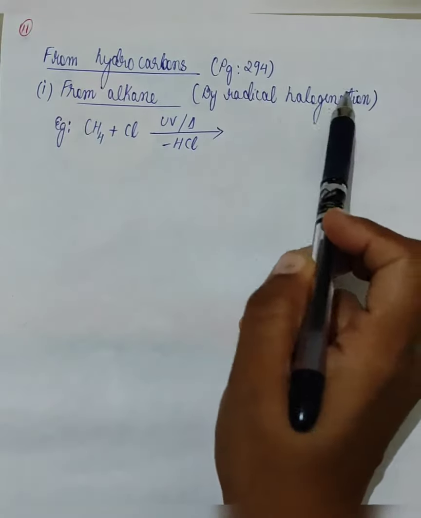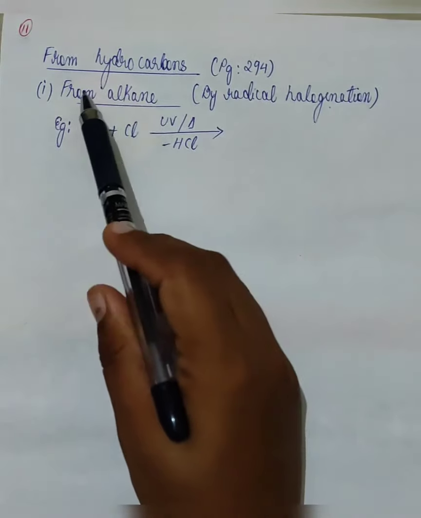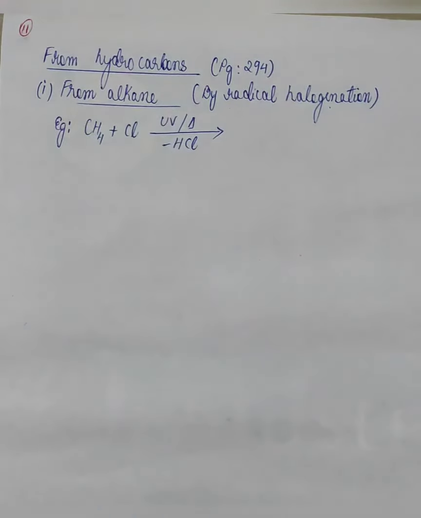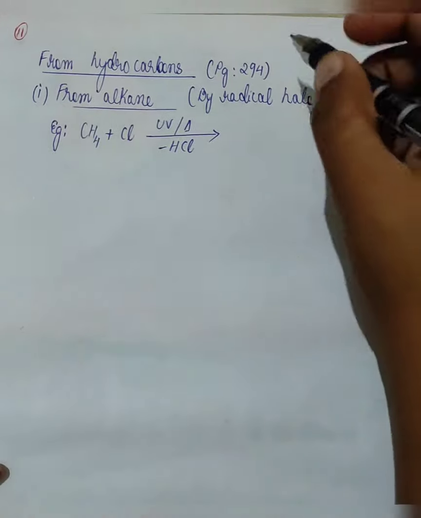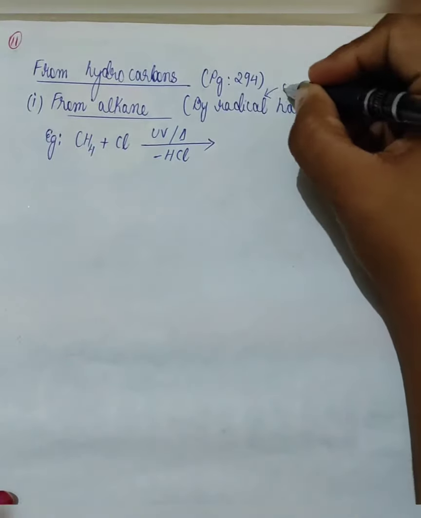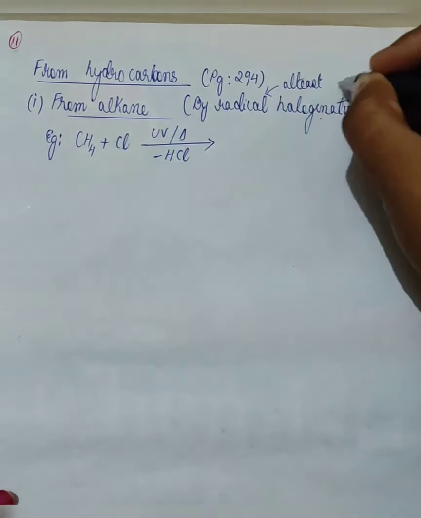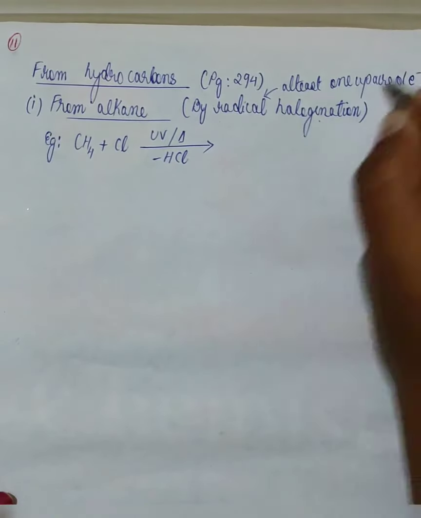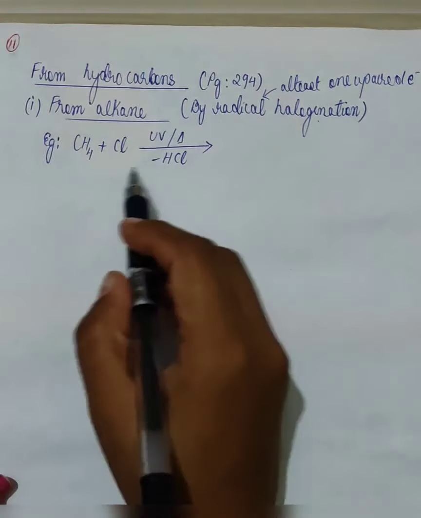Why free radical halogenation? Because in this step from alkane to get our haloalkane, radicals are given out. Now what is a radical? Radicals are basically molecules which will have at least 1 unpaired electron on the atom. So this radical means it will have at least 1 unpaired electron.